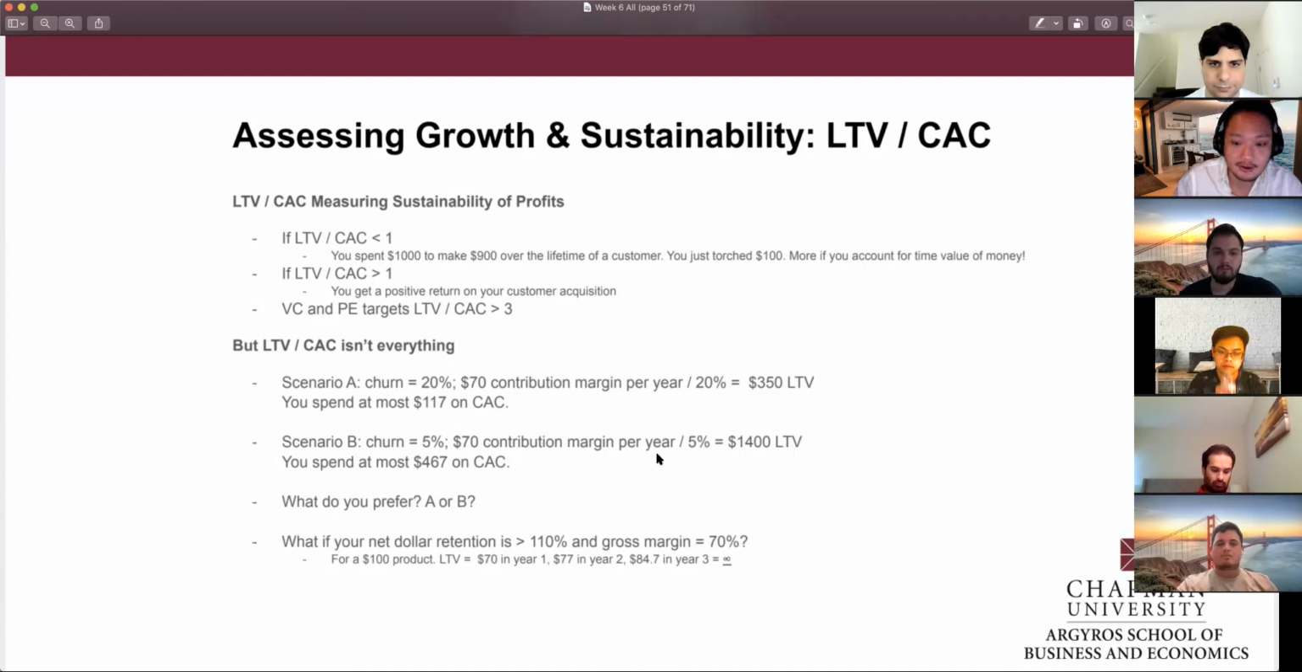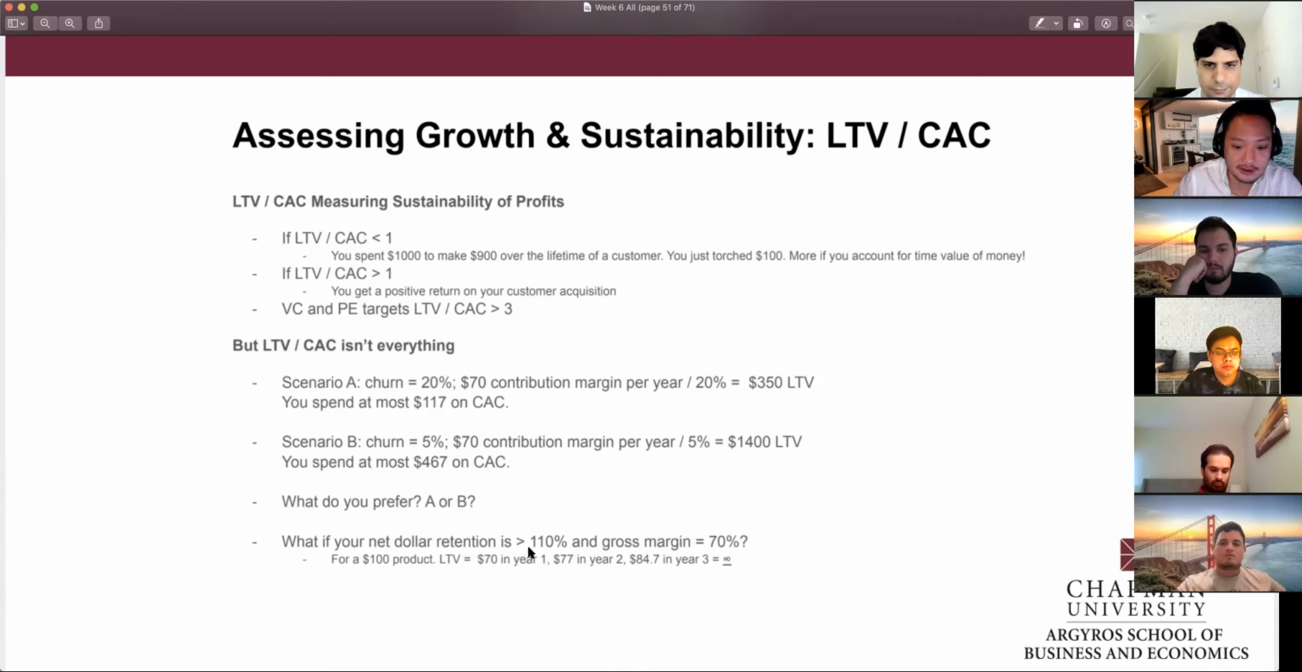So remember, in order to find the LTV, you take the contribution margin per year and you divide it by the churn, right? It's the opposite of calculating the retention every year. You just divide by the churn instead of calculating the retention rate every year. And then you spend at most, let's say, $460 on CAC. Well, what is better, right?